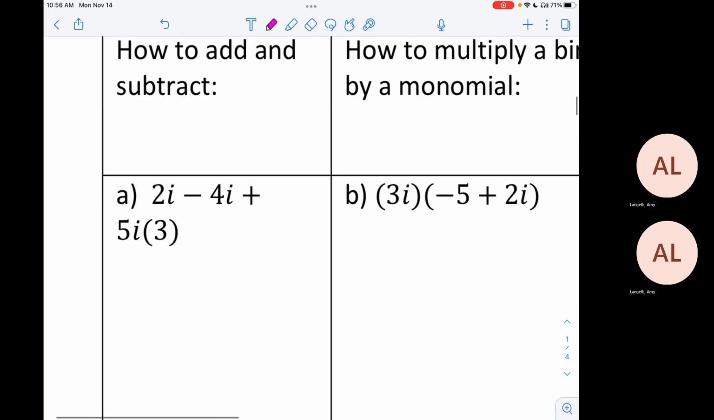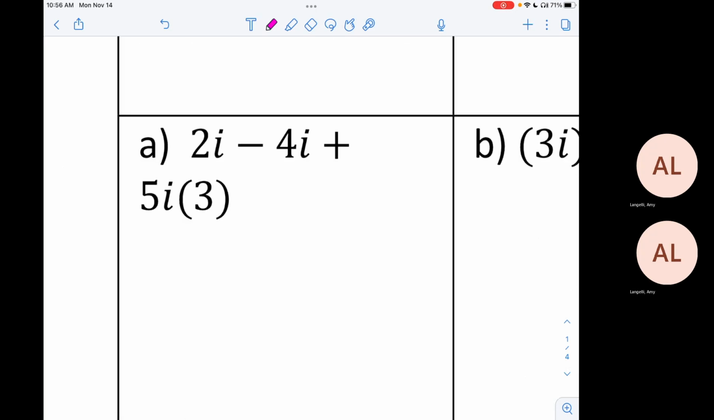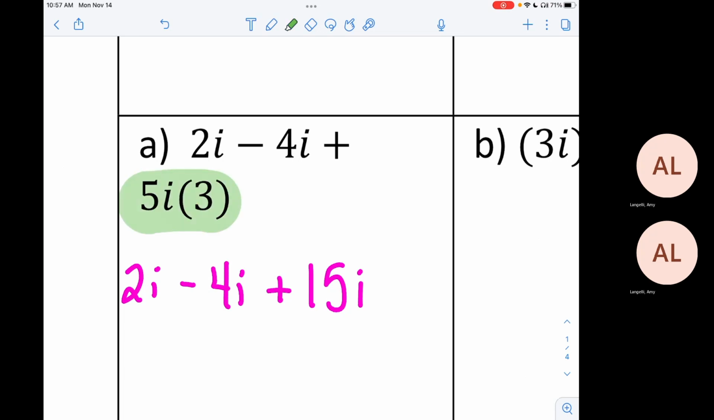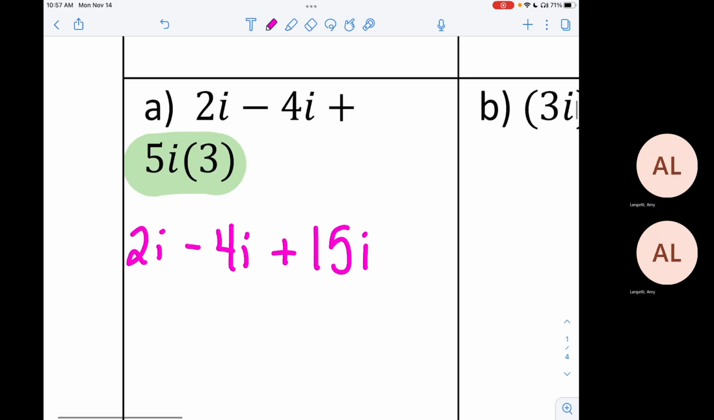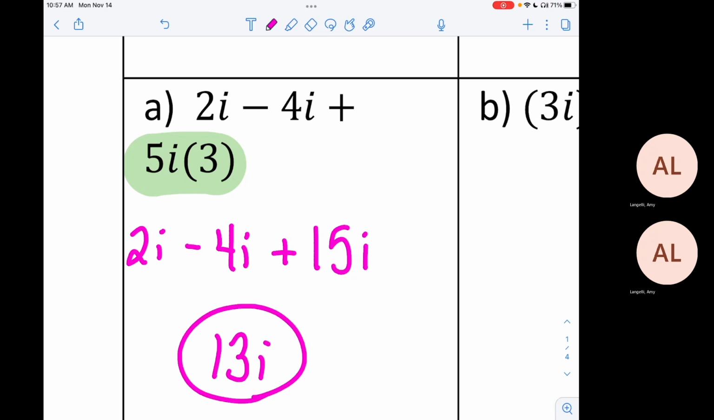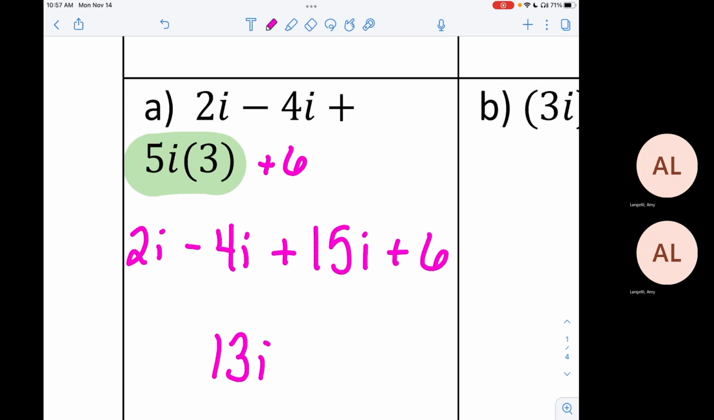Well, let's talk about the easy one, adding and subtracting. So I didn't mean for that all to be on 2 lines. I apologize. I'll write it like this. It's 2I, take away 4I, plus, are you guys okay if I make that 15I? Can you see that I made that into 15I? And now we just combine our like terms. So 2 minus 4 is -2, plus 15 makes 13 with an I. Now, if there was a random +6 in the back, the answer would be 13I plus 6.